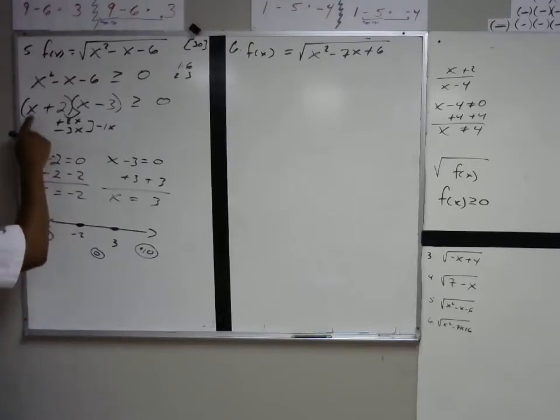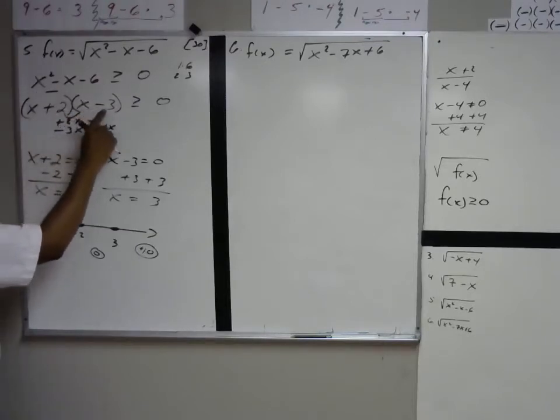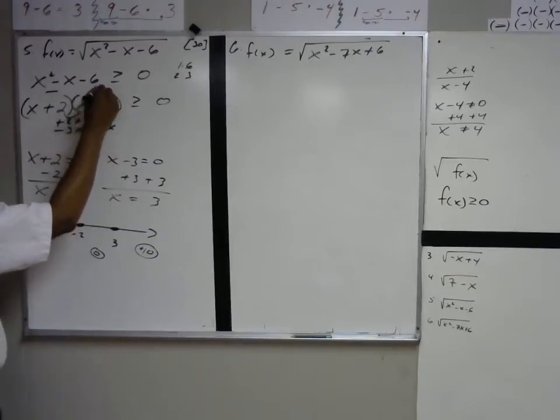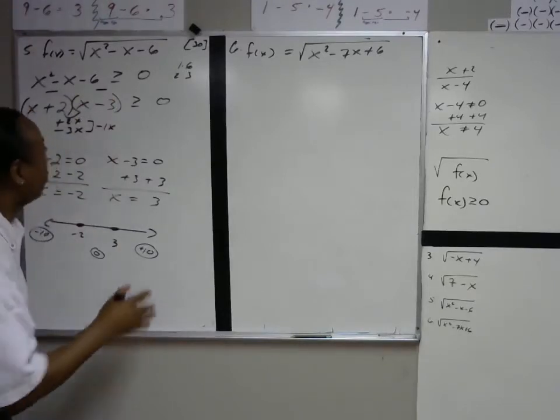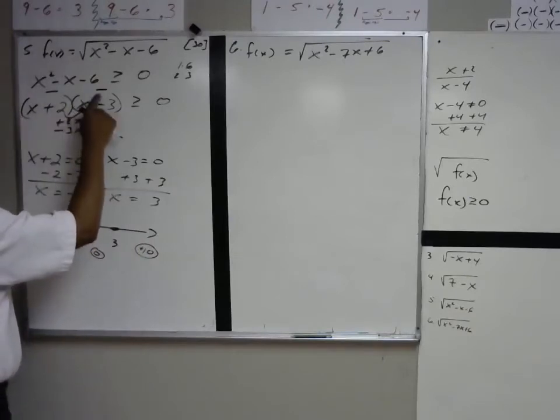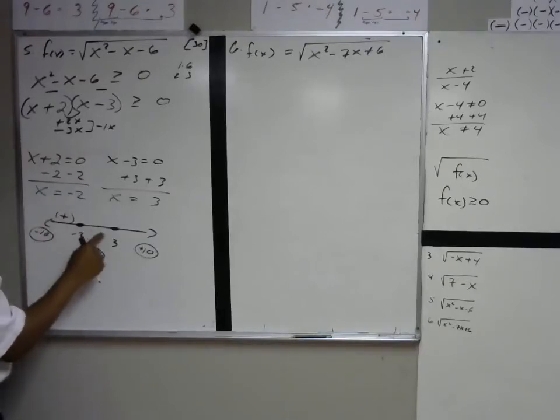So negative 10 plus 2 is negative 12. That's a negative number. Negative 10 take away 3 is negative 13. Negative 13 is a negative number. So we're multiplying a negative number times a negative number. Negative times negative is positive. So this area represents positive values. Let's go to this area.